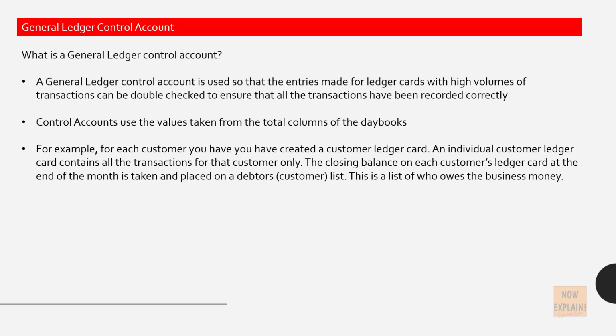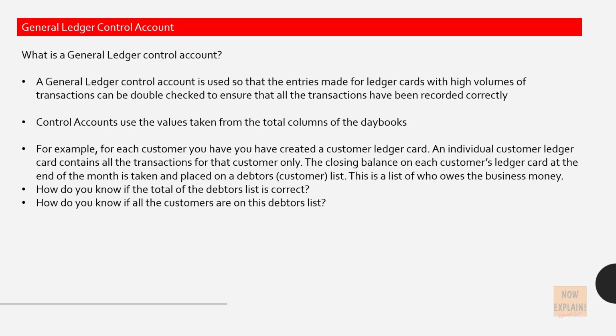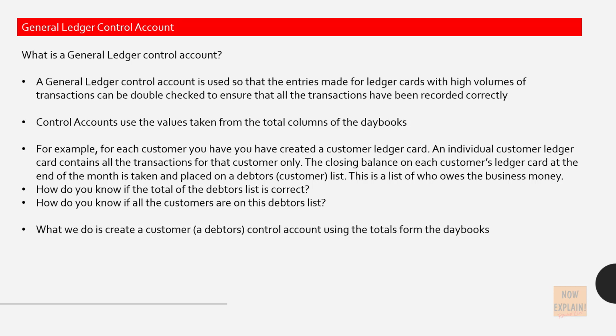The closing balance on each customer's ledger card at the end of the month is taken and placed on a debtors or a customer list. This is a list of who owes the business money. How do you know if the total of the debtors list is correct? How do you know if all the customers are on this debtors list?